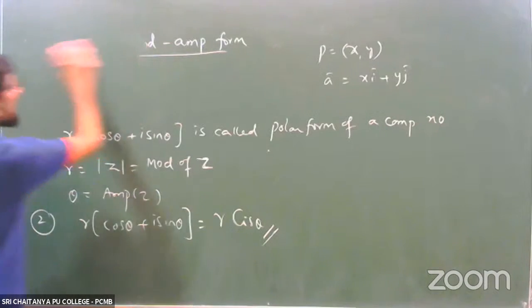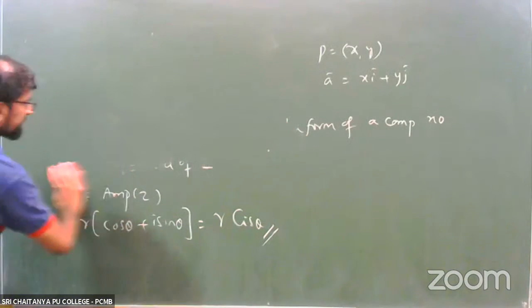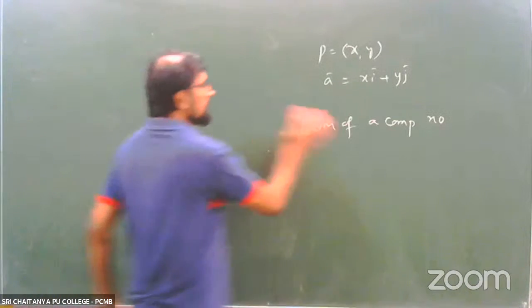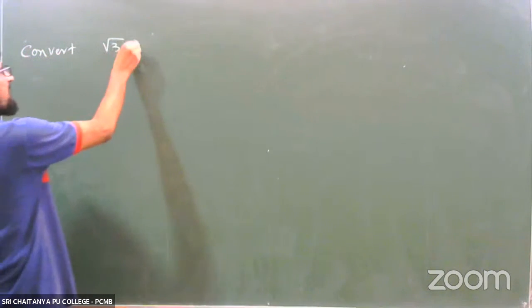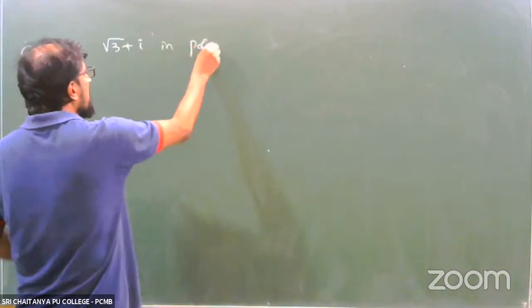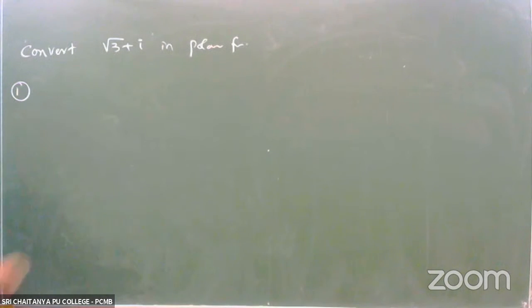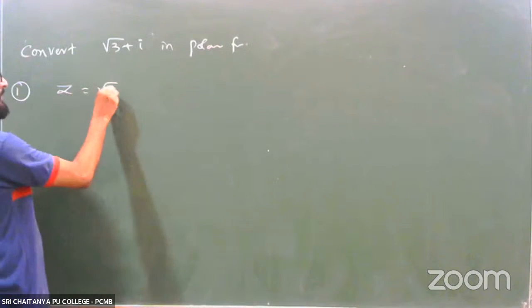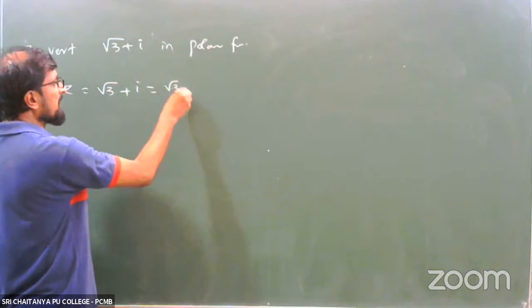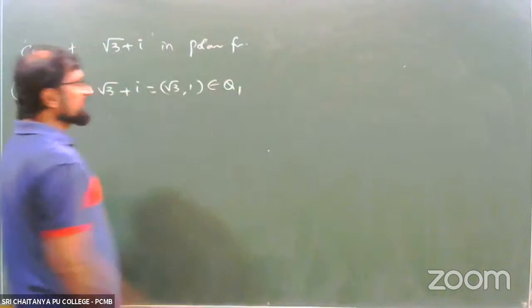Now, how to write a point in polar form? Let me discuss two problems on this polar form. See here, the question will be like this: convert root 3 plus i in polar form. First of all, let us consider z is equal to root 3 plus i, which is equal to root 3 comma 1, which belongs to the first quadrant.